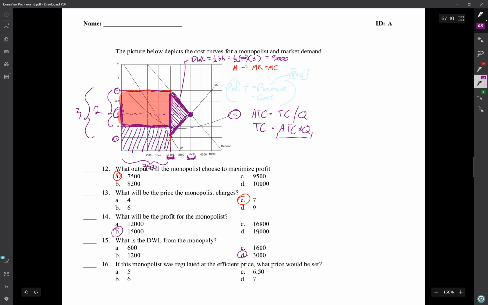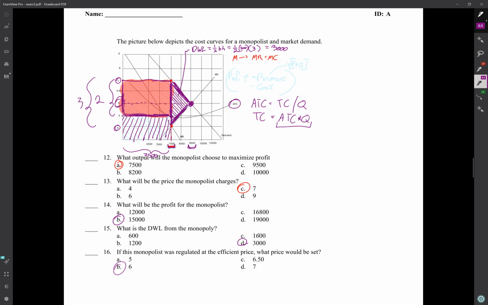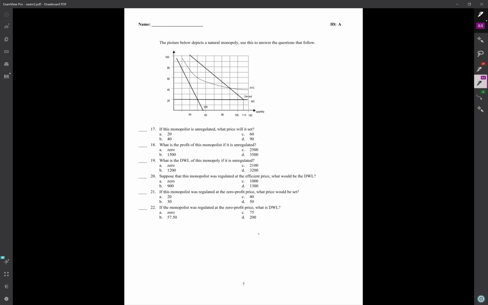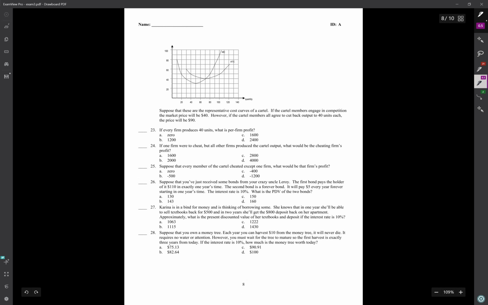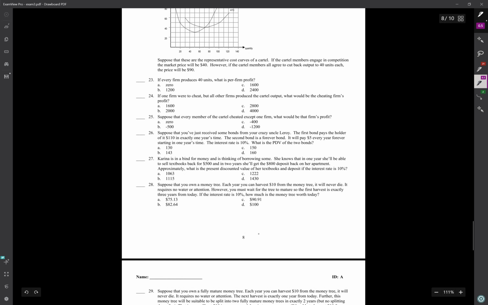Okay, so that's pretty much the basic questions for a monopoly. So this is more about regulation, which we're not going to deal with in any more detail than we just kind of did. So let's keep going here.